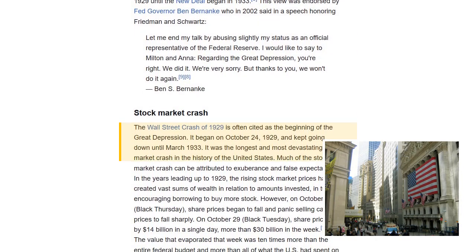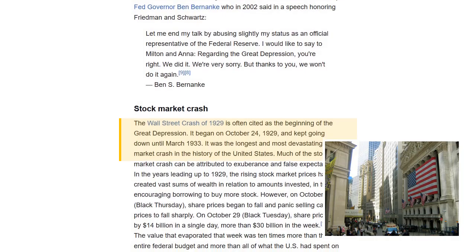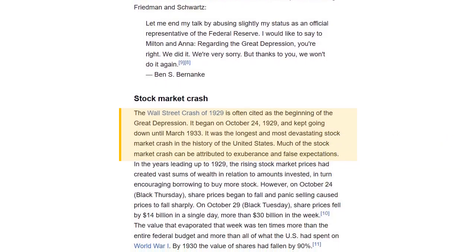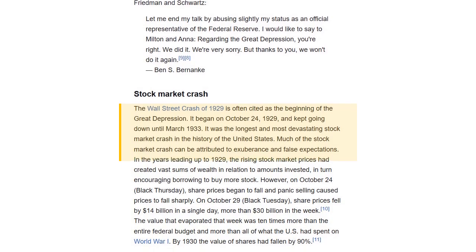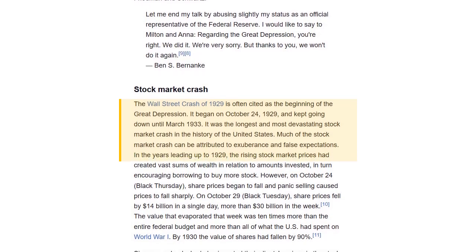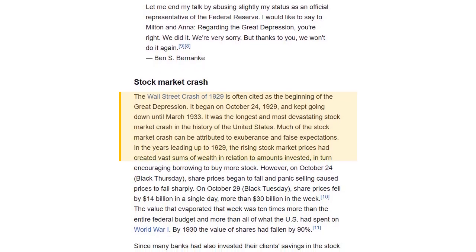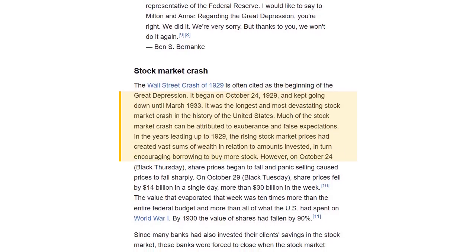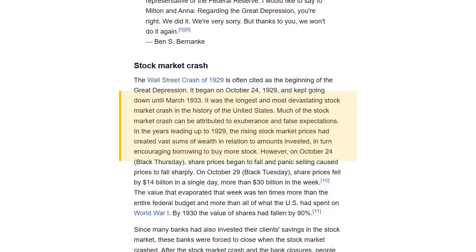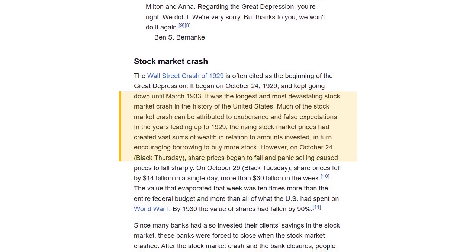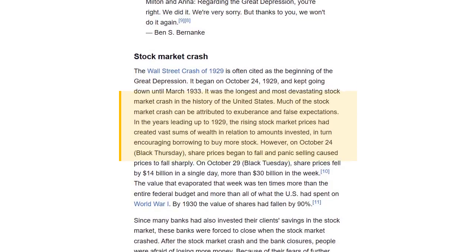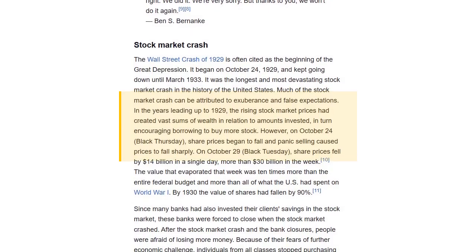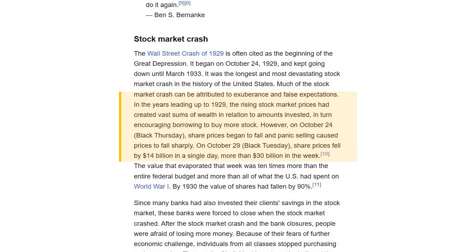The Wall Street crash of 1929 is often cited as the beginning of the Great Depression. It began on October 24, 1929, and kept going down until March 1933. It was the longest and most devastating stock market crash in the history of the United States. Much of the stock market crash can be attributed to exuberance and false expectations. In the years leading up to 1929, the rising stock market prices had created vast sums of wealth in relation to amounts invested, in turn encouraging borrowing to buy more stock.